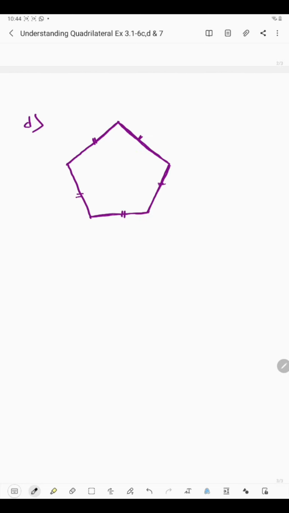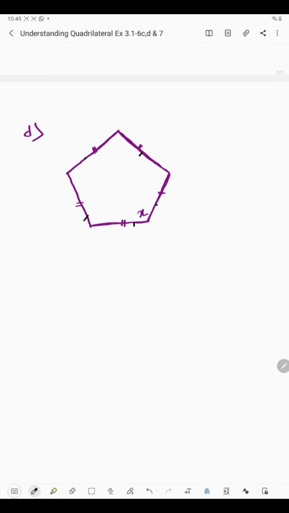Now in the D part we have this figure. So let us count the number of sides. So 1, 2, 3, 4, 5. So this is a 5-sided figure. That means this is a pentagon. Now here this sign is given. That means see, in all the sides this sign is given. That means all sides are equal. So if all sides are equal, that means this is a regular pentagon.